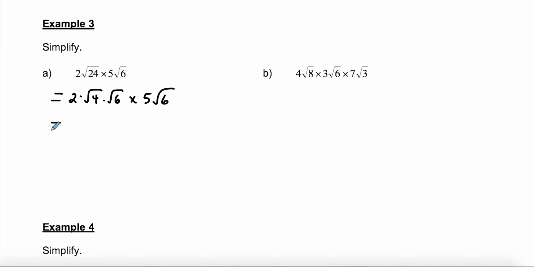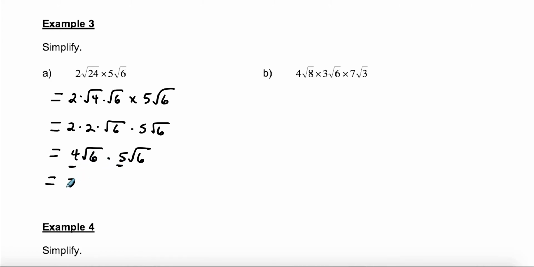Okay, what does that achieve? So 4 times 6 is 24, but I can find the square root of 4. So I would have 2 times root 6 times 5 root 6. Let's see what we get. So now 2 times 2 is 4 root 6 times 5 root 6. What we can do with this multiplication is we can multiply our coefficients out front. 4 times 5 is 20, and 6 times 6 is 36.